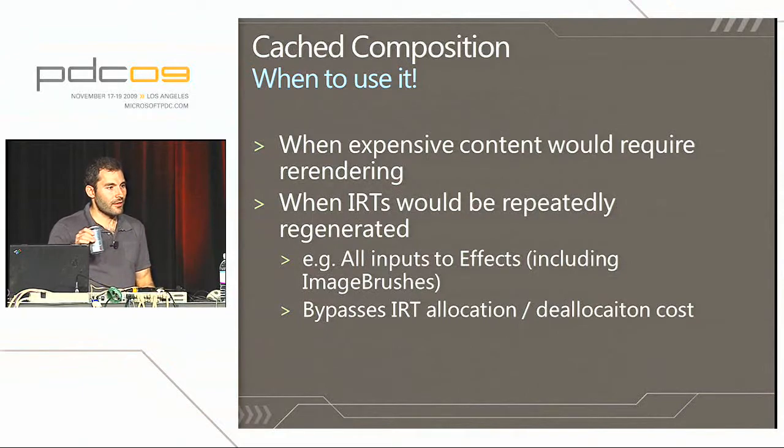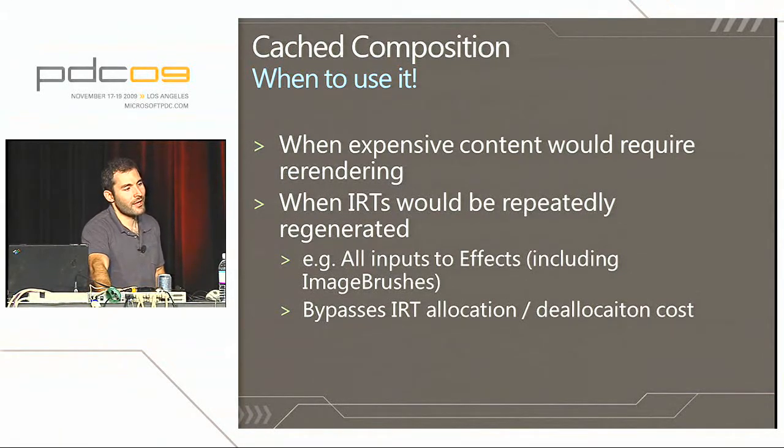So when you want to use this is obviously when you have expensive content that you'd be re-rendering every frame. Something else to keep in mind is that a composition cache will actually prevent these frame-by-frame intermediate render targets from being created and then destroyed. A common case for this is if you have an effect on something. An effect will take brush inputs, and then it will go ahead and use those and apply the pixel shader to them, and then your output will be put on the screen.